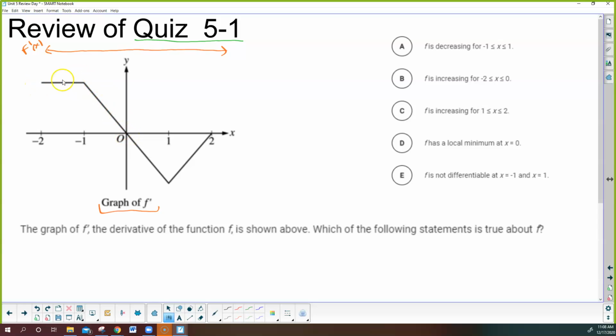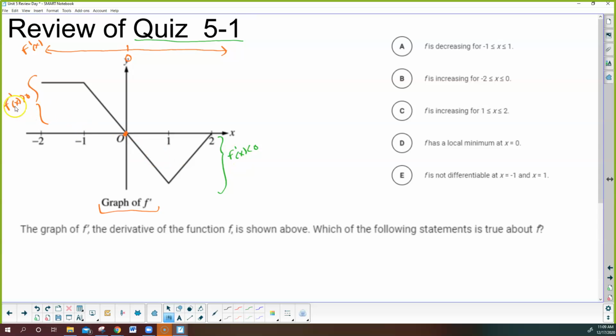Right now, F prime is above the x-axis. Anytime it's up here, that's telling me that F prime of x is greater than 0. And what do we know right here at 0? That's a critical point. And then what's happening to the left of 0 is my derivative. Anytime it's below this point, it's saying the derivative is negative.